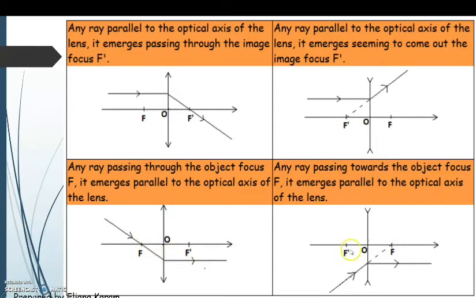The fourth case, for a diverging lens: when the ray passes as if coming into object focus of the diverging lens, it continues parallel. So it's the opposite of this case, where a parallel ray spreads out as if coming out from image focus F prime, while in this case, if the ray is passing as if coming into object focus F, it will continue parallel.